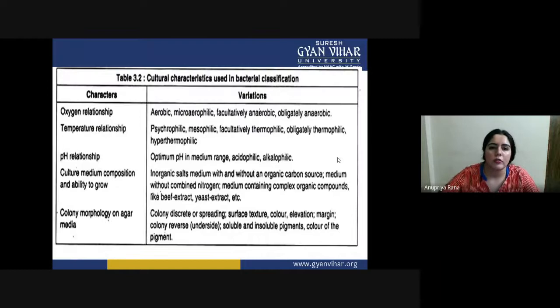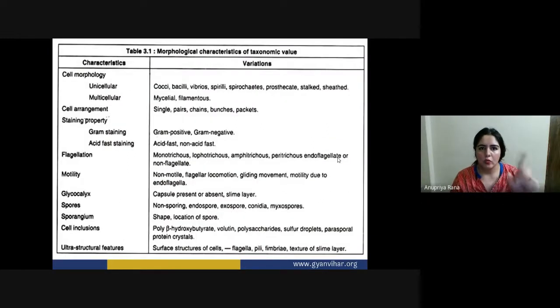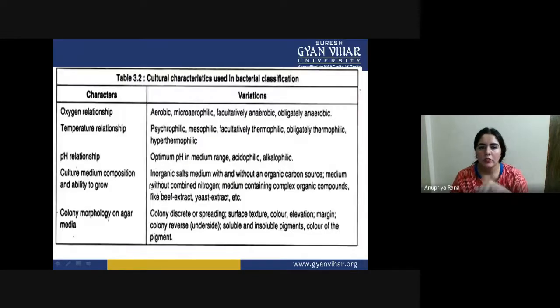Bacteria are so interesting. Some cultural characteristics are used in bacterial classification, the character and the variation. The first parameter was morphology, so that was all about morphology. Now we are going to see the cultural characteristics.